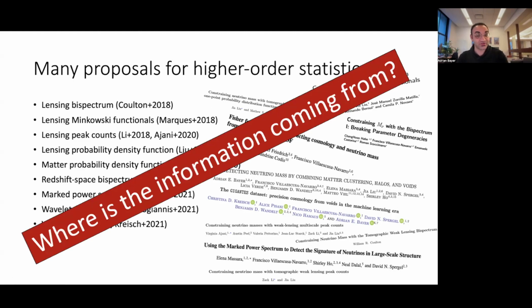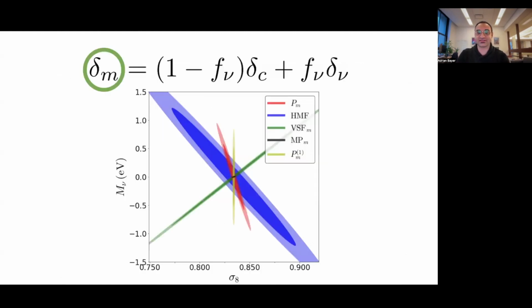Is there a particular higher order statistic which is really sensitive to neutrino mass, or is it coming from a particular choice of cosmological data? And so to start answering this question, what I've shown you so far is the information content of delta M, so the total matter field. And what this plot is showing is what I showed earlier, but now I've added two extra lines. The black line is now the marked power spectrum, and the yellow line is the linear power spectrum. And you can see that everything has very different degeneracies. So when you combine everything together, you can get very tight constraints on neutrino mass.